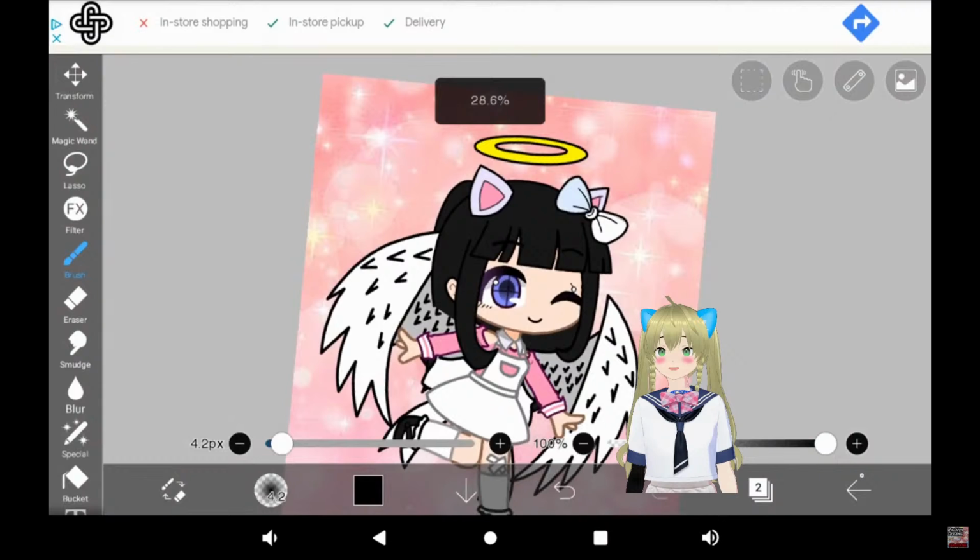Oh yeah, about that. I'm sorry that I spoke because I didn't know what I was doing. So the next part is the shading part for the clothes.